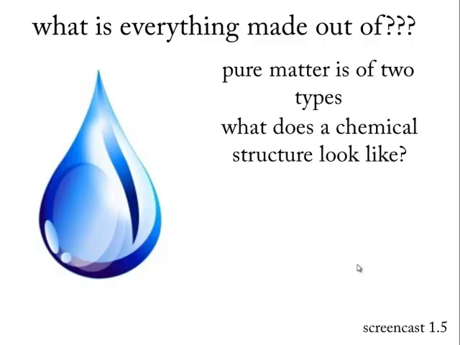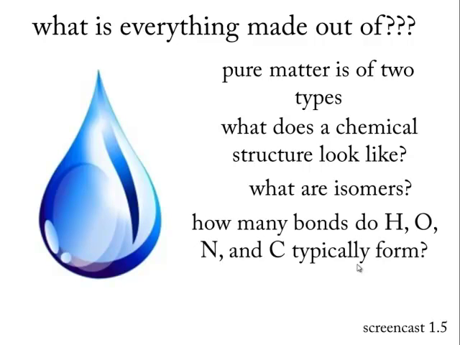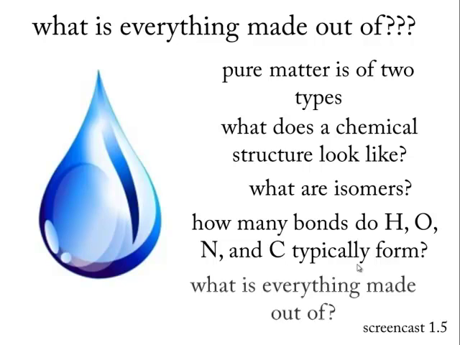We'll also take a brief look for the first time at some chemical structures. We'll understand what an isomer is. And one really neat place to start is to take a look at four of the most abundant elements in living systems: hydrogen, oxygen, nitrogen, and carbon, and see how many bonds they typically form, and see how quickly from that we can come up with lots and lots of useful structures.